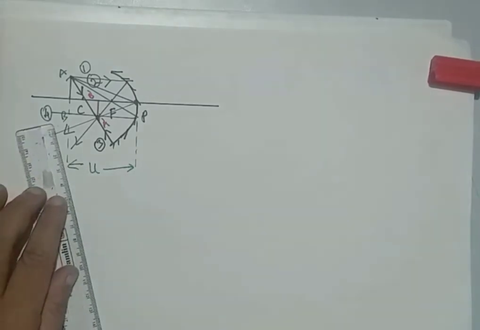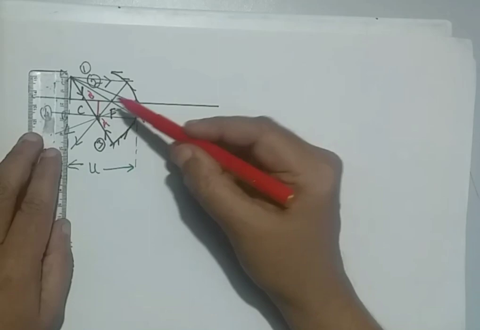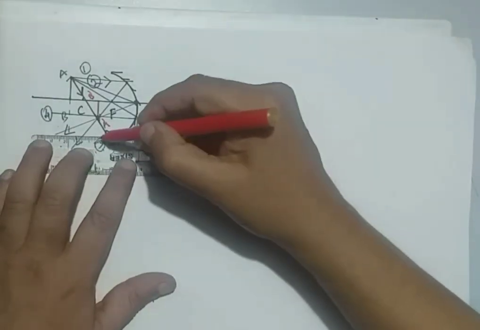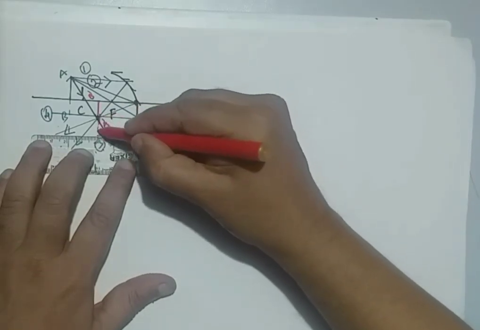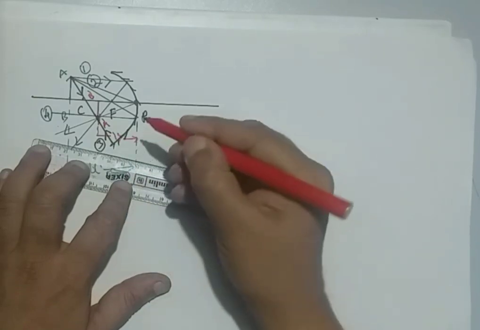Next, the distance between the image A dash B dash and the pole, usually we call it as V, image distance.